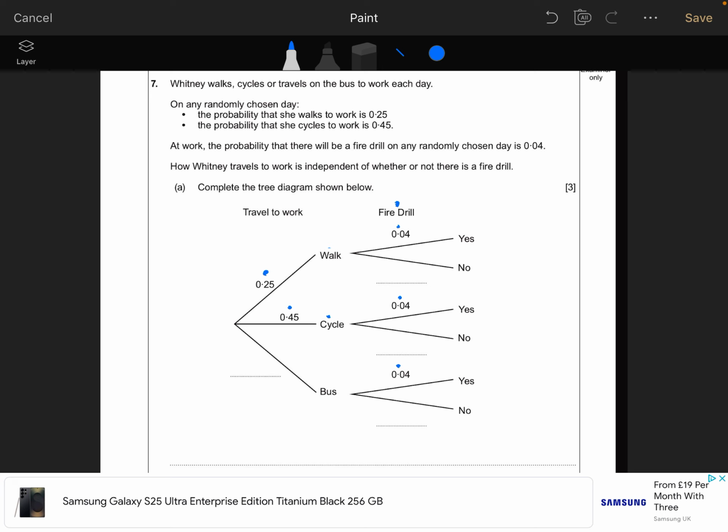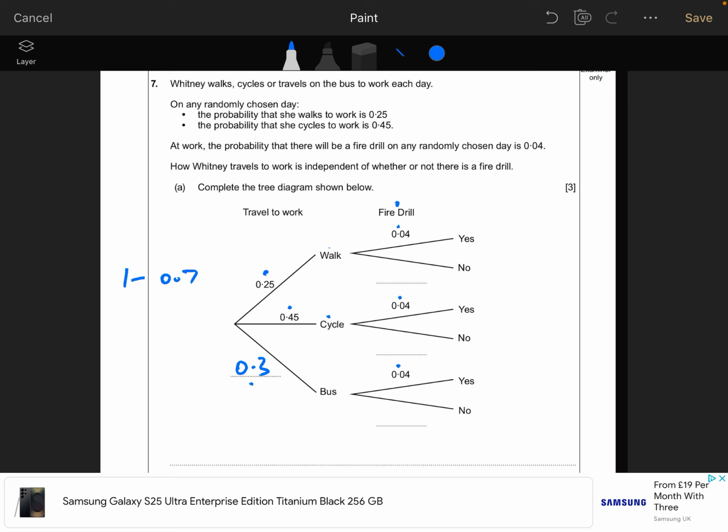And it wants us to complete the table. Now there's a few blanks here. They haven't shown us the probability of going on a bus, and there's only 3 ways you can get to work, and that's by walking or cycling or bus. So the total of those, 0.25, 0.45 and this one, must add up to 1. So 0.25 and 0.45 gives me 0.7. So left over is 0.3. 1 minus 0.7 is 0.3. So that goes in here.